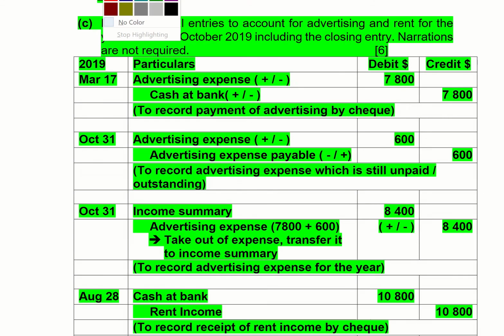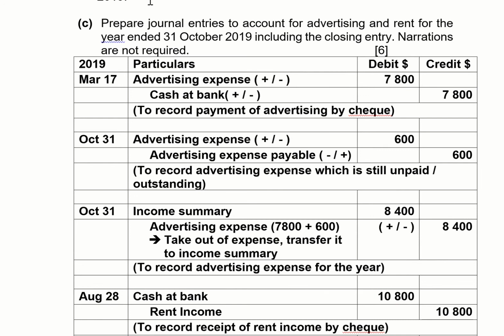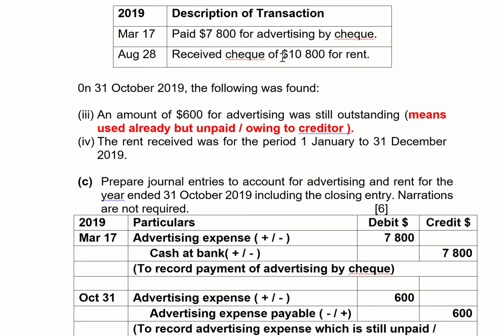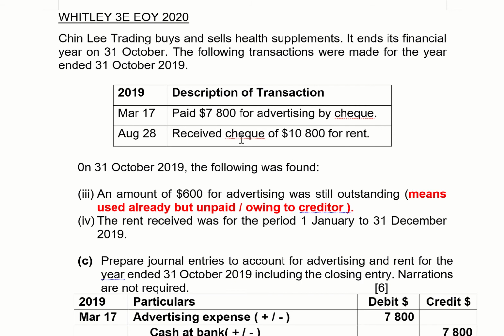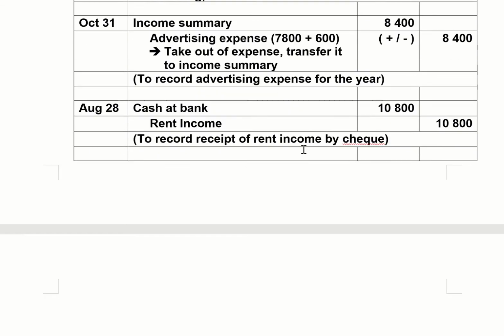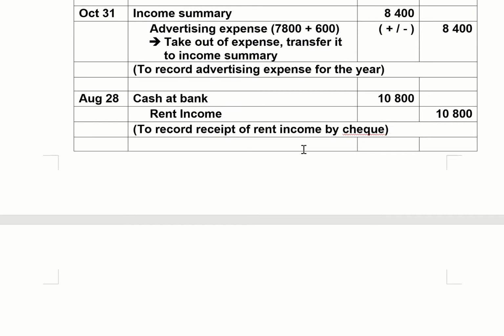Okay. What we are going to do now is look at the rental income. How do we record the rental income? When you take a look at the rental income, we see here that on August 28, we receive a check of $10,800 for rent. So we will need to record this rent income, and we will record it by taking rent income.